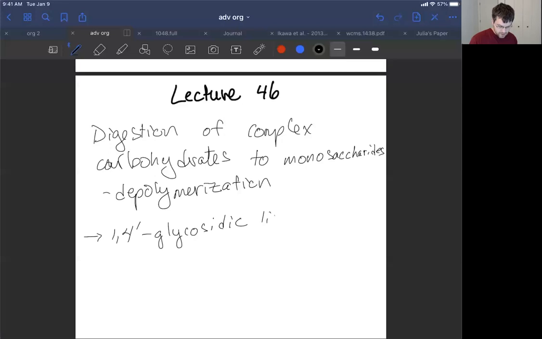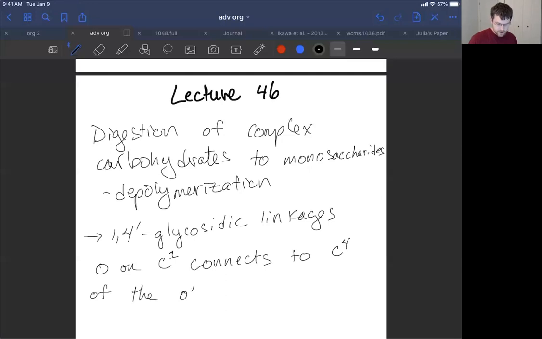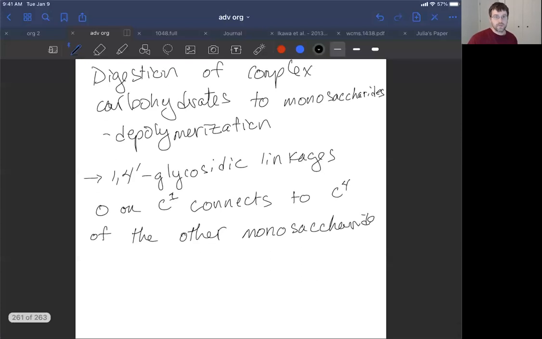linkages, where the O on C1 connects to C4 of the other monosaccharide. Okay, so let's move away from the words now and get into the actual chemistry.